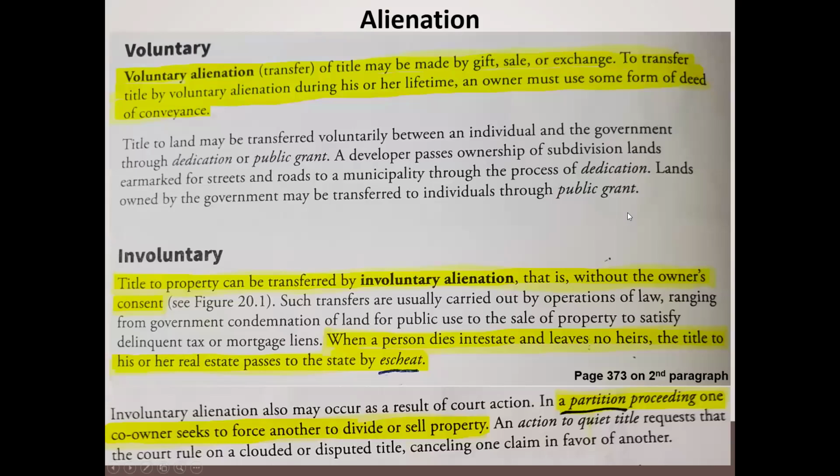So let's do some highlights here about voluntary alienation, involuntary alienation, escheat, and we're also going to learn about something here called a partition. A partition is a court proceeding where one co-owner seeks to force another to sell or divide the property. And because they're being forced to, that is a form of involuntary alienation.